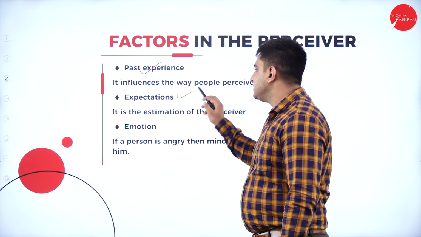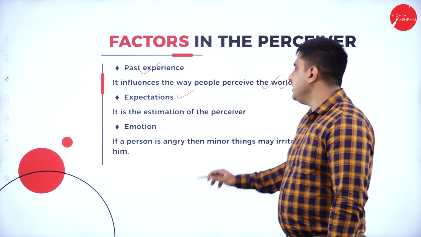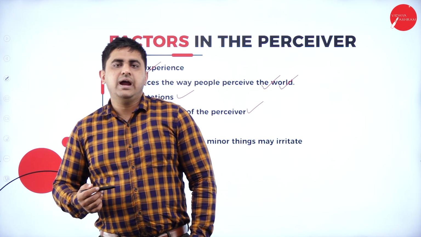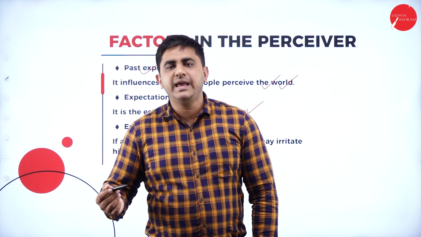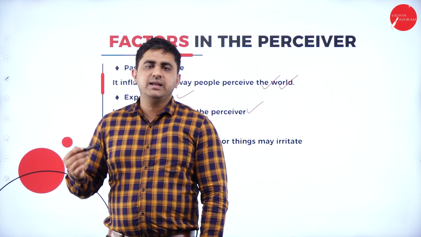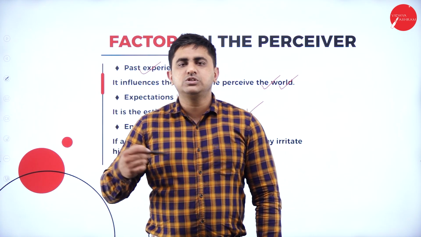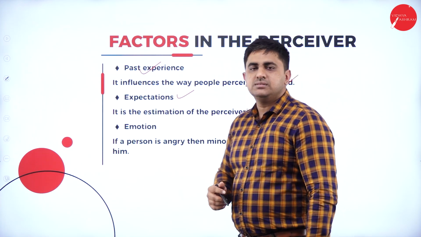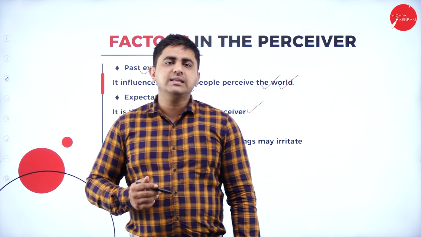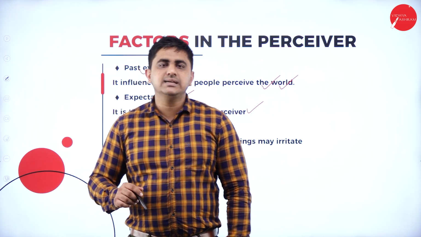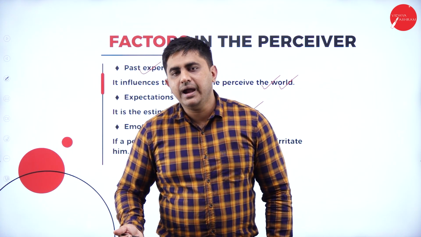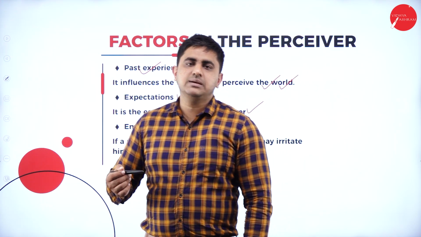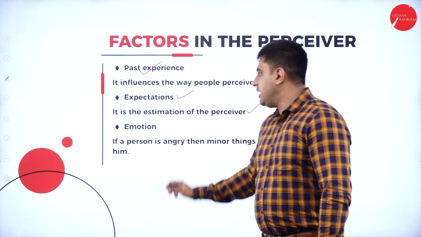Then expectations. It is the estimation of the perceiver. Suppose you want to attend a concert of a celebrity happening in your city. You have high expectations. If the event goes well, you get a positive perception. Suppose the celebrity does not turn up and the event is cancelled. You feel bad, so obviously you have a negative perception. This is expectations. Then emotion.